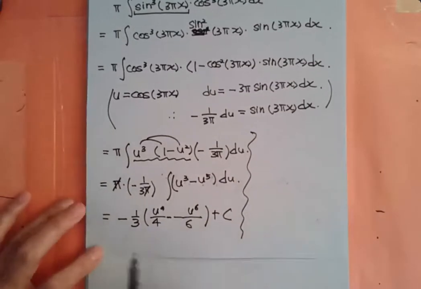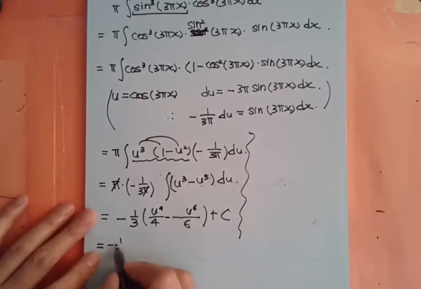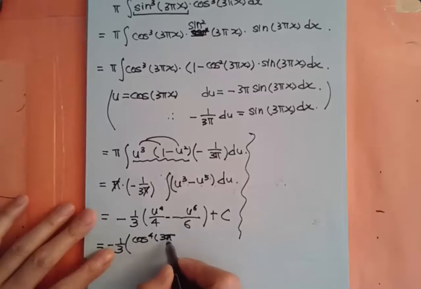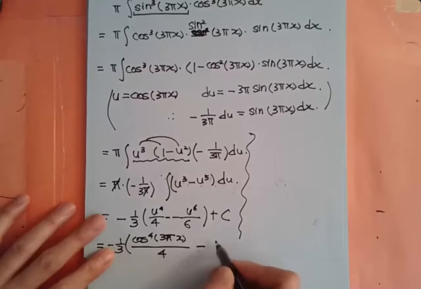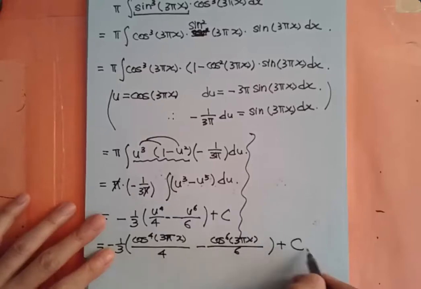And then we just do the final substitution. Then that becomes 1/3 times cosine to the 4th power 3 pi x over 4 minus cosine to the 6th power 3 pi x over 6 plus c.